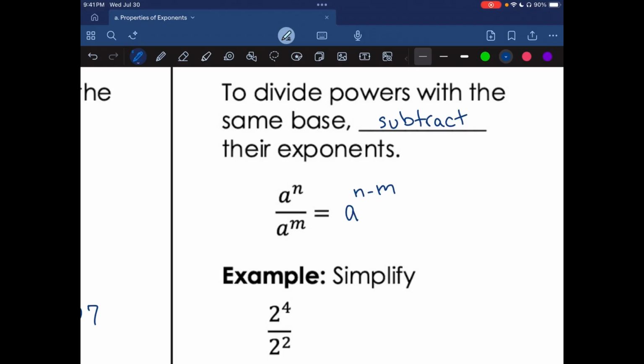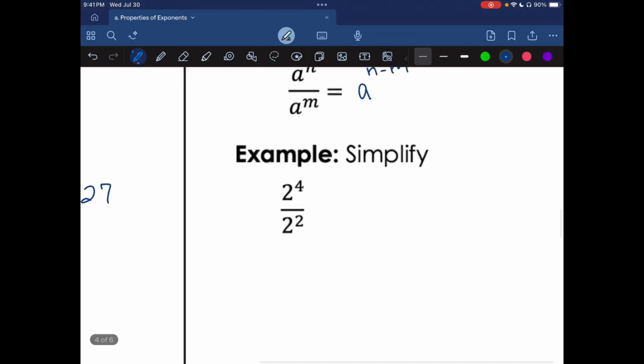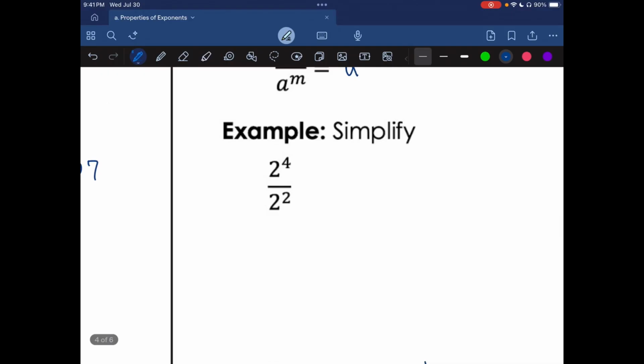All right, so if I were to simplify here, 2 to the 4th over 2 squared, this is going to be the same thing as 2 to the 4 minus 2, or 2 squared, which is 4.